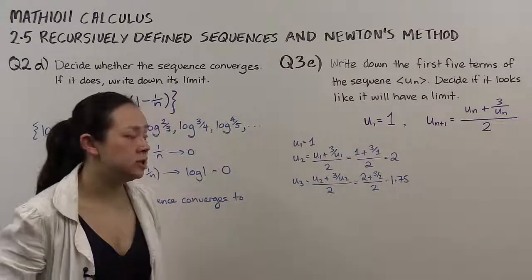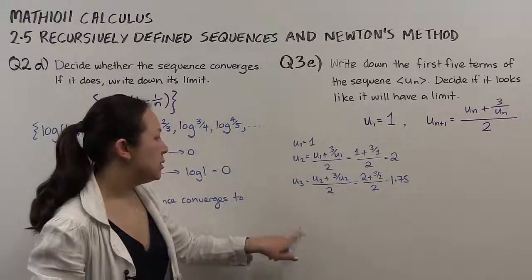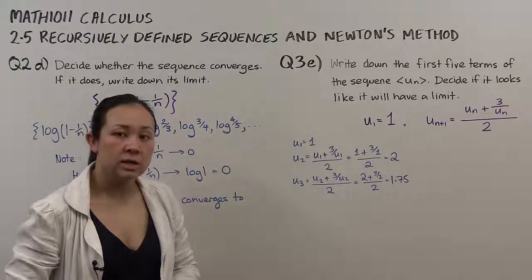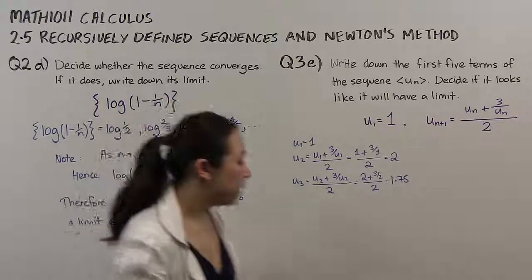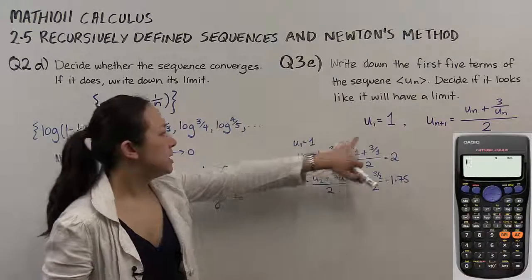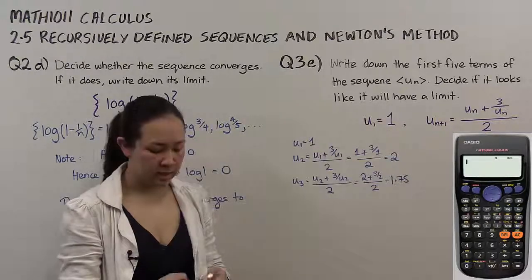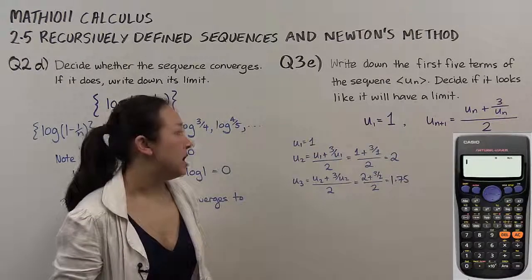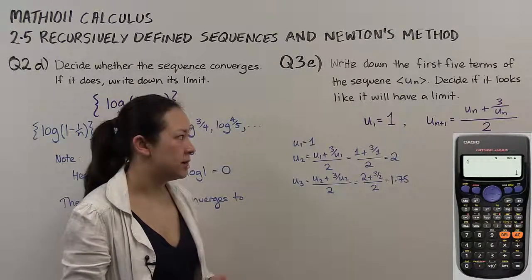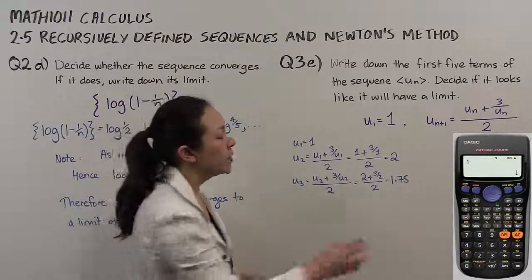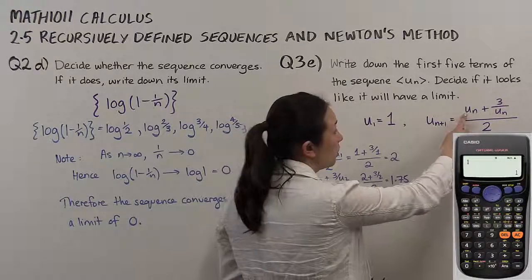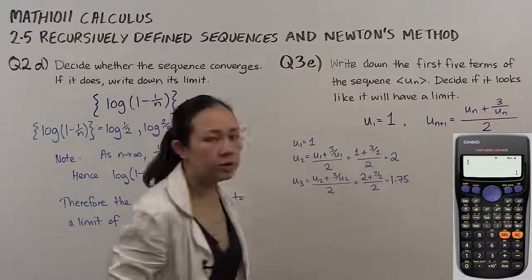So we could continue to do this manually, but it's much easier to generate the terms in our sequence just on our calculator. So the way we can do that is we can start by entering the first term in our sequence, which is 1. So press 1 and equals, and then 1 is in the memory of our calculator, that first term. Now, to put this in, this is saying each subsequent term is the term before plus 3 divided by the term before over 2.